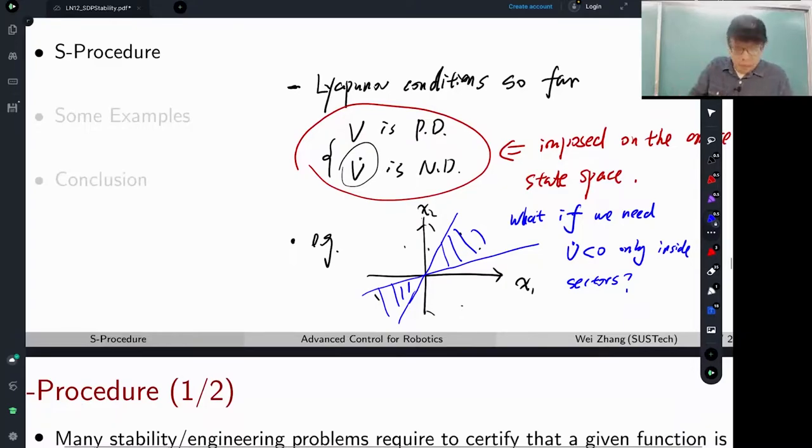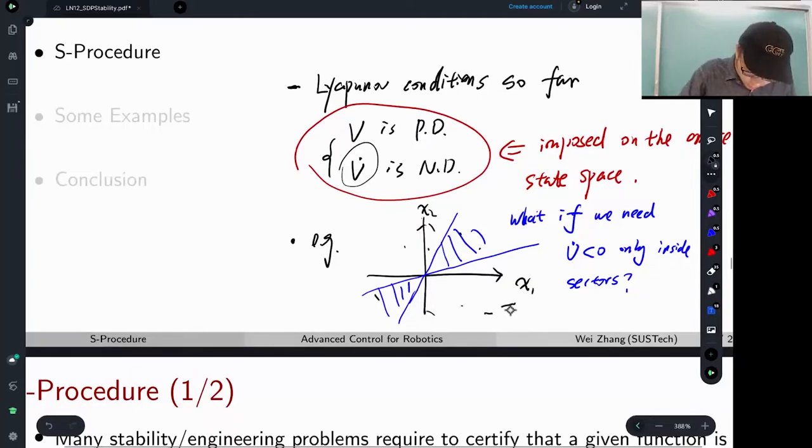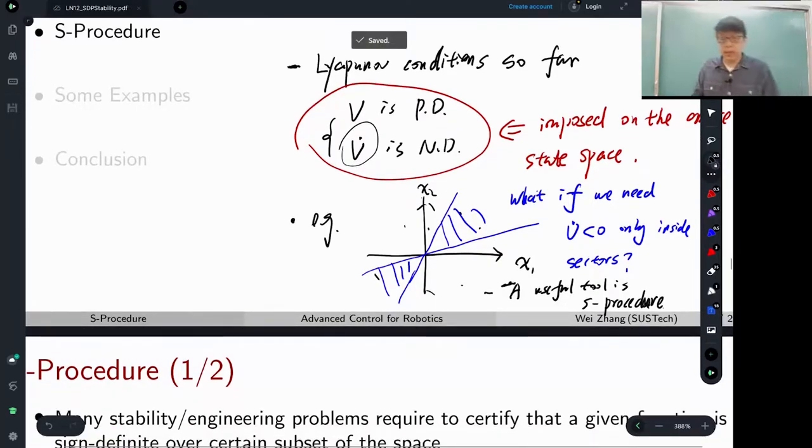That's a motivating example. Then I need to tell you mathematically what we are trying to do. Let me first tell you the answer: a useful tool is the S procedure. That's what we are going to discuss today. It's pretty straightforward, pretty simple, and there are many versions of it. I'm going to give you the most general procedure because that's not too hard.